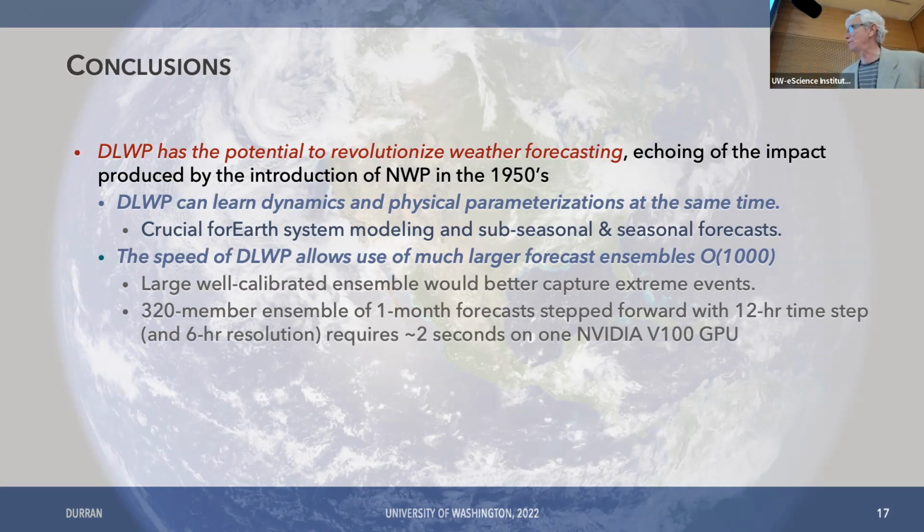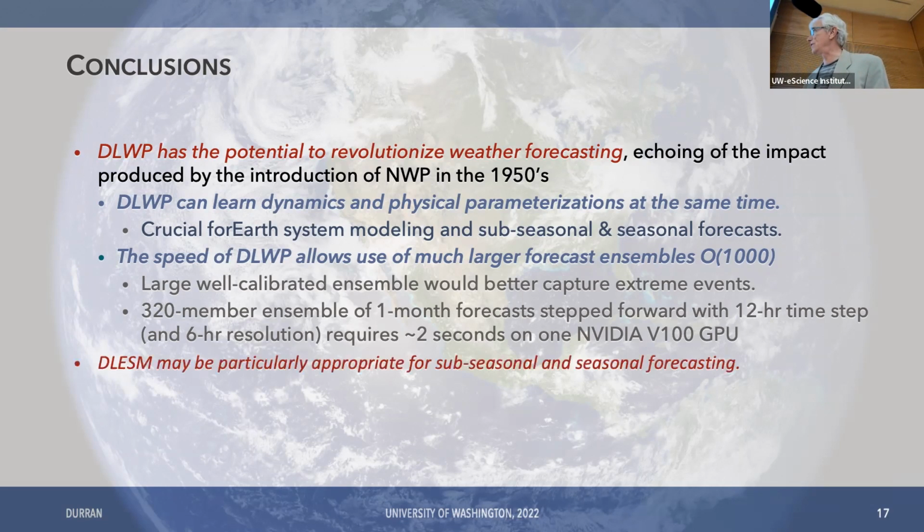These things can be stepped forward super fast. For example, a 320-member ensemble of 1-month forecasts stepped forward with a 12-hour time step requires just 2 seconds on an NVIDIA V100 GPU. It takes a while to train this stuff, but the inference is very fast.